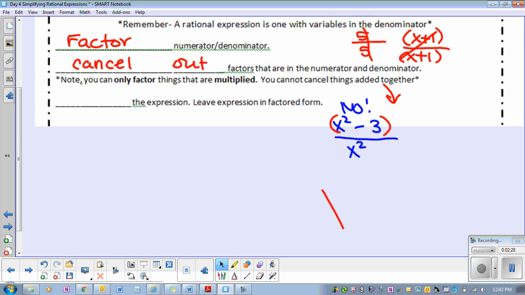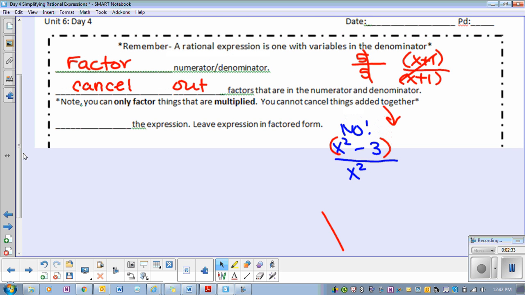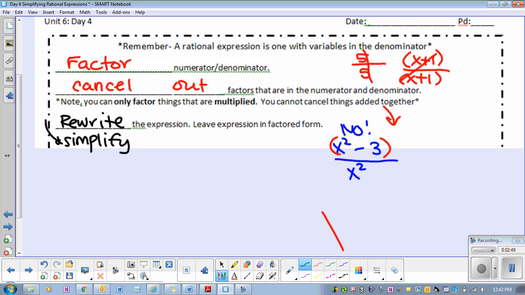Does that make sense? All right. So the last part is, after you factor, then you cancel out, then you just rewrite the expression. Right? Simplify and rewrite.